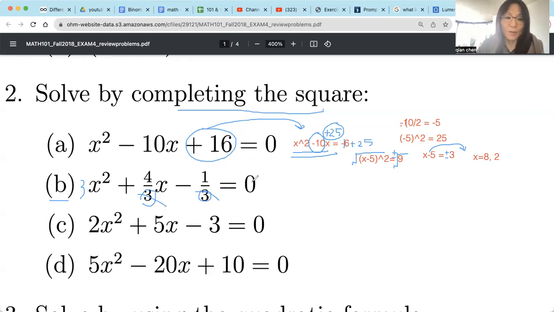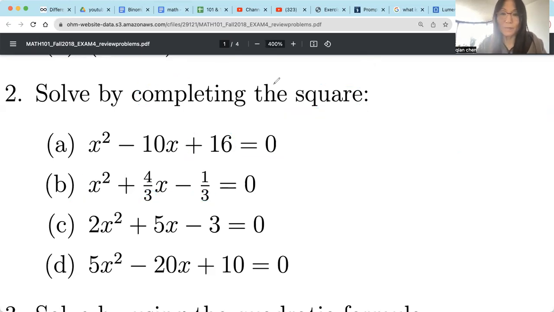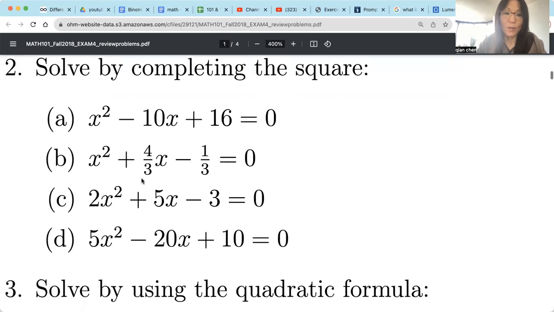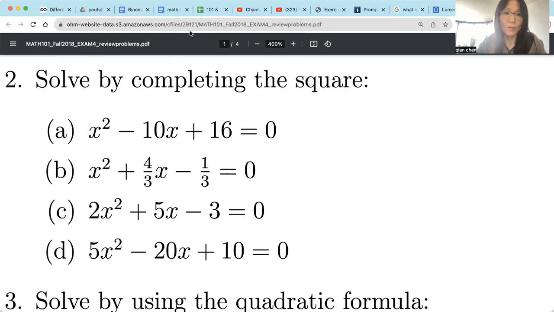We want to, oh, you know what? We don't want to do this. No, sorry, we don't want to do this. Let me take back. Because our goal is to complete the square, right? So let me erase all this. Let's remember our goal. Our goal for this question is to complete the square.